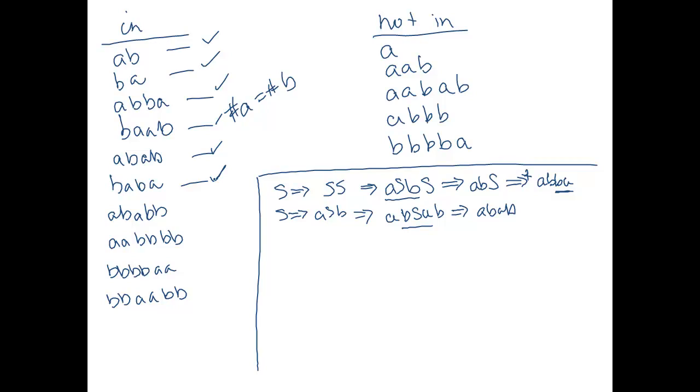Okay, and so we've done it for strings of size 2, strings of size 4. We can also do this for strings of size 6. So we just keep using these rules that make 1 B for every A that we make, and we're going to get any string that has an equal number of A's and B's. Okay? So let's look at these other strings as well.